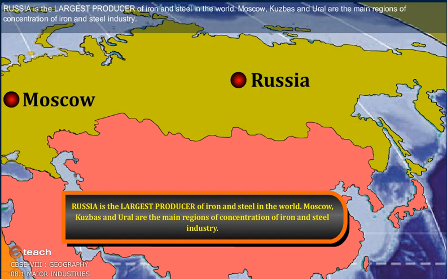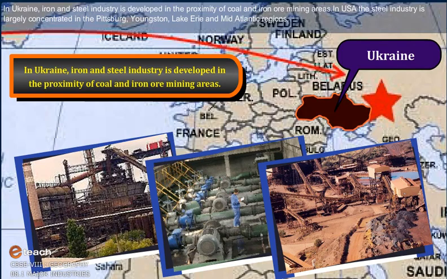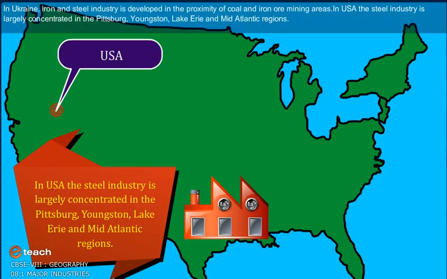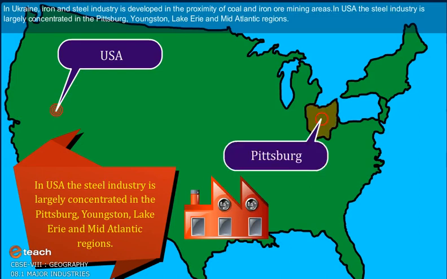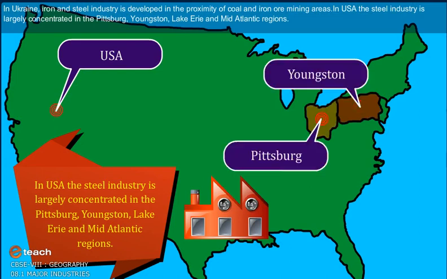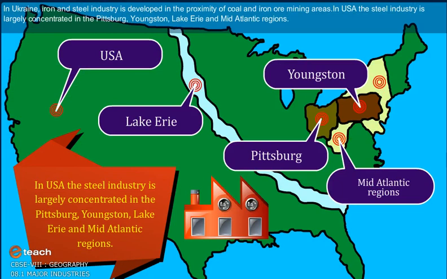Moscow, Kuzbas, and Ural are the main regions of concentration of iron and steel industry. In Ukraine, iron and steel industry is developed in the proximity of coal and iron ore mining areas. In USA, the steel industry is largely concentrated in the Pittsburgh, Youngstown, Lake Erie, and Mid-Atlantic regions.